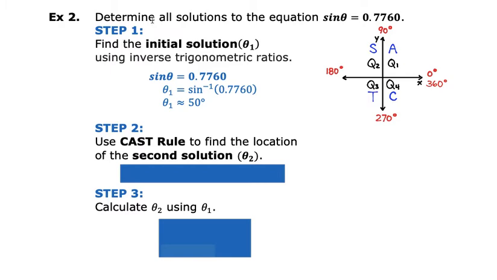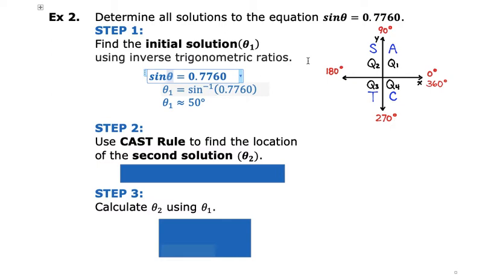Example. Determine all solutions to the equation sine theta is equal to 0.7760. So step 1 is find the initial solution, and this is what you would intuitively do if you're familiar with solving for missing angles. Our opposite operation for a missing angle is sine inverse, and that we will call the initial solution. We use subscripts in mathematics to give names. We'll call this solution 1. And what we're learning is that there's multiple solutions to this equation.